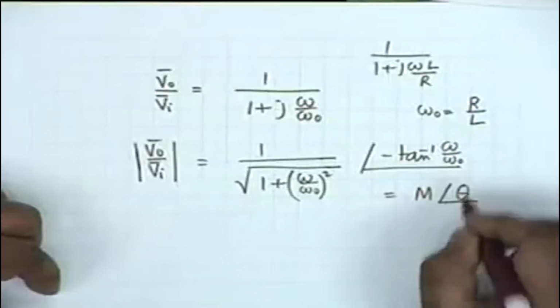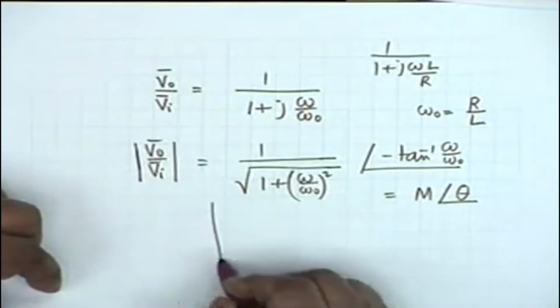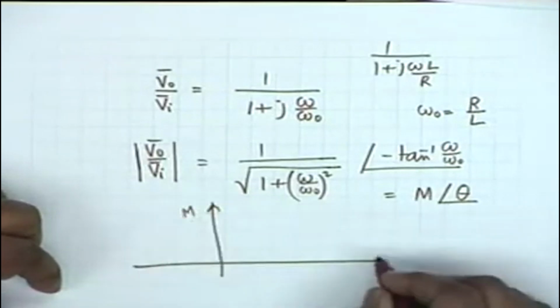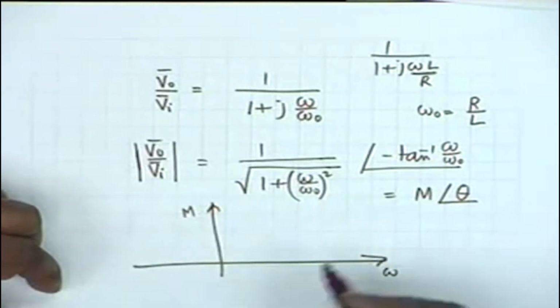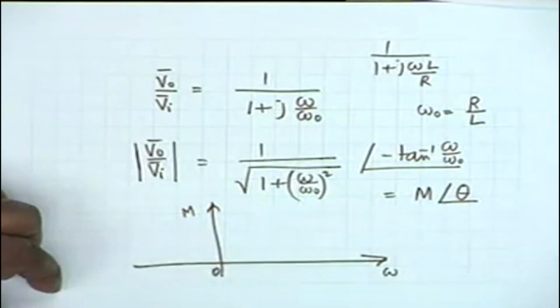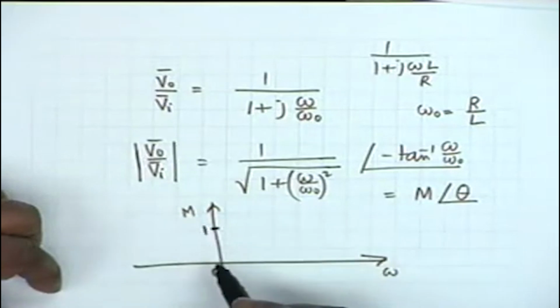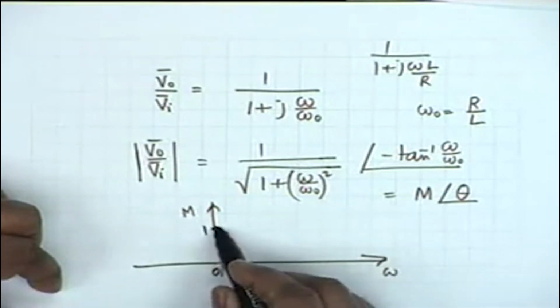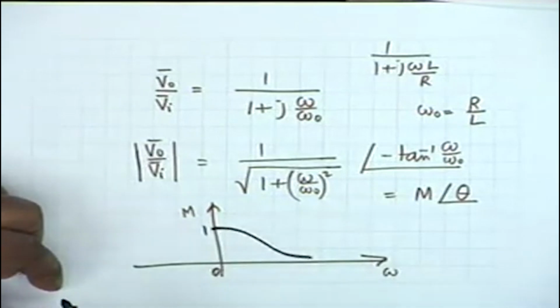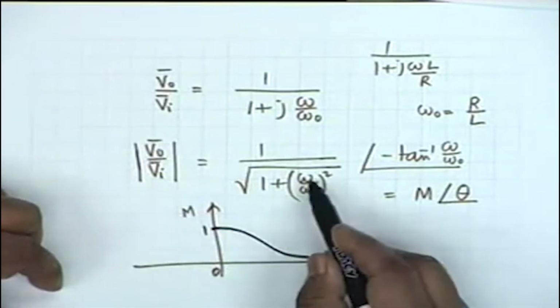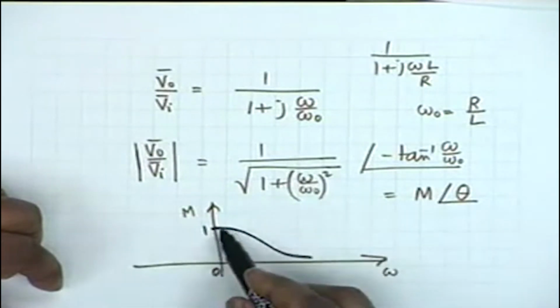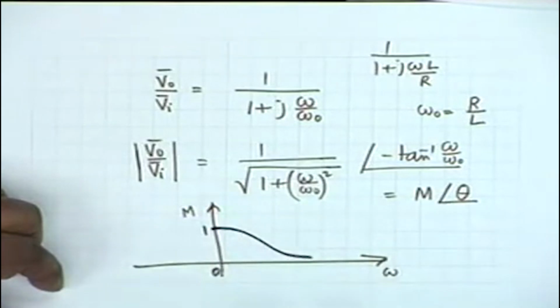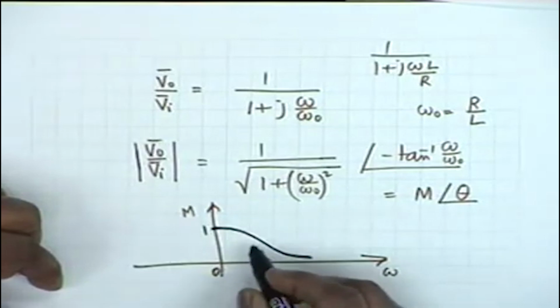It's okay. Now, if I plot the magnitude, I can write this as M angle theta. If I plot M, the magnitude, versus omega, you see at omega equal to 0 it would be 1, and then as omega increases, it would gradually fall like this. Is that clear? As omega increases, the denominator increases, so the curve gradually falls like this. What happens when omega equals omega 0?